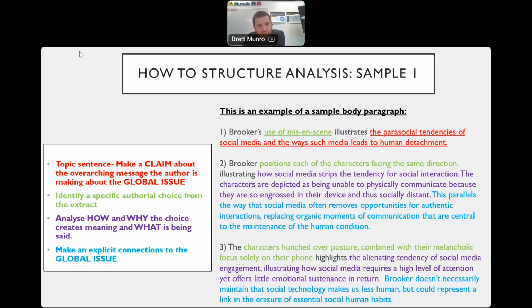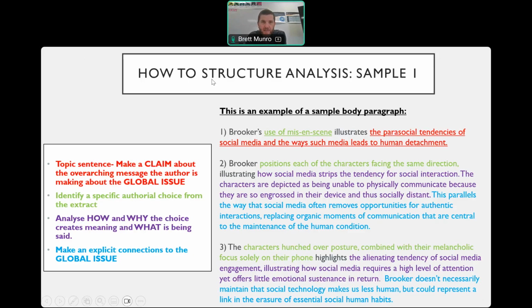So you should be structuring your analysis and essentially just completing cycles of analysis like this. You start with your topic sentence for this section, and by section, I'm talking about looking at your zoom in. So you make a claim about what the author is saying about the global issue, and then you're exploring how each of the specific authorial choices support that idea, explore meaning, and connect to the global issue.